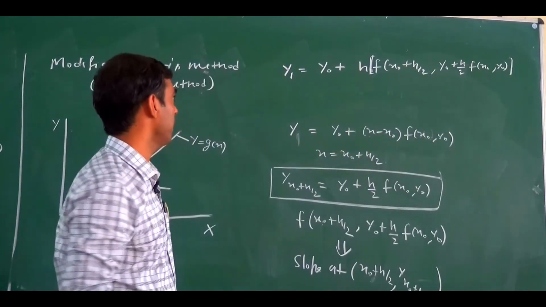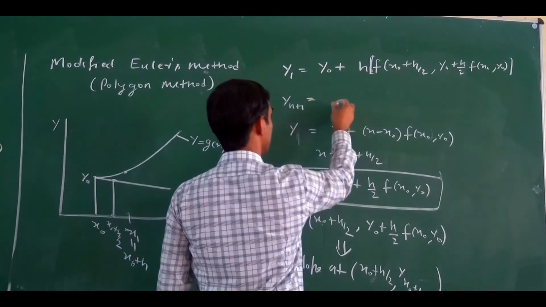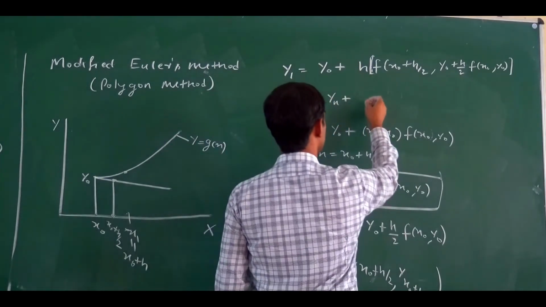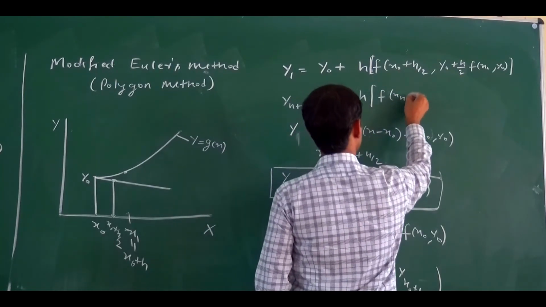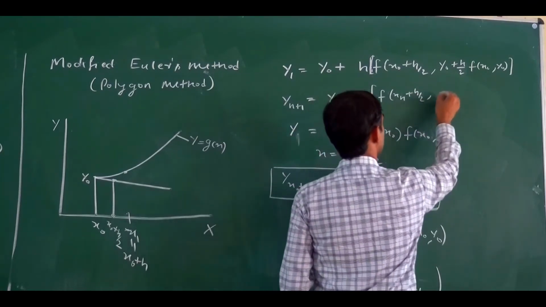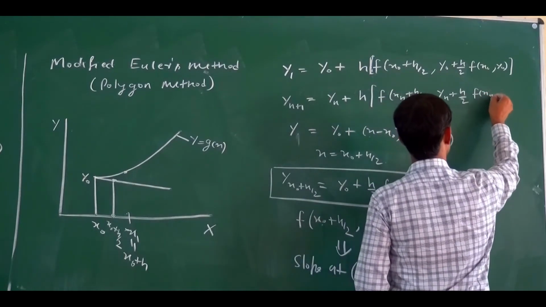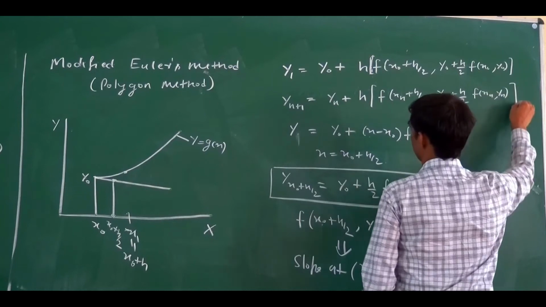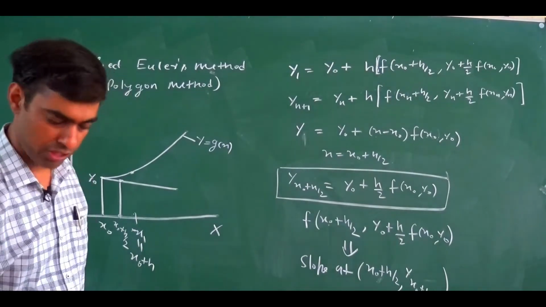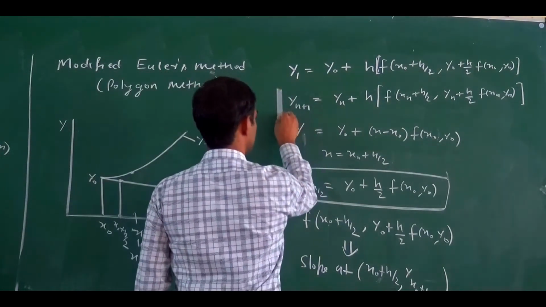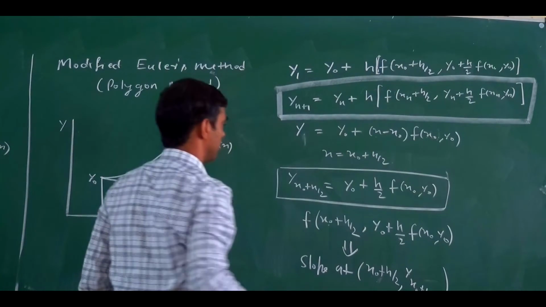If we generalize this, what is the iterative scheme? The iterative scheme becomes y n plus 1 equals yn plus h f of xn plus h by 2, yn plus h by 2 f of xn, yn. This is the iterative scheme of the modified Euler method.